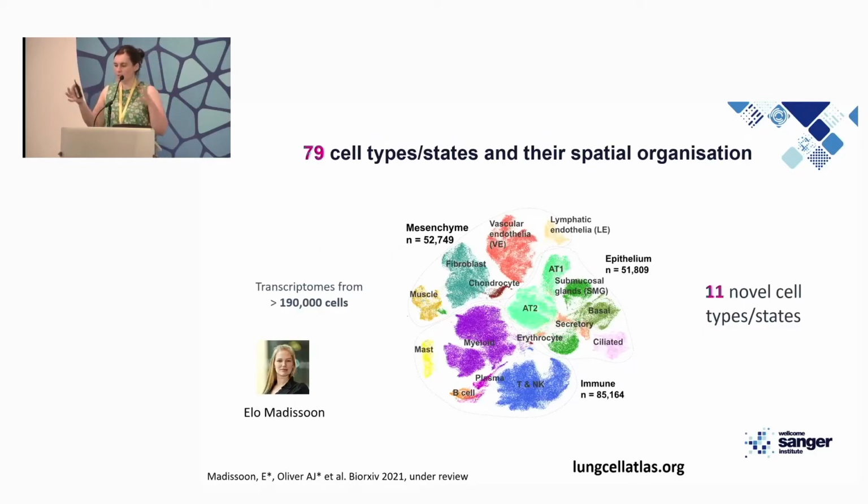And so this is an overview of the suspension cell part of the data, and I really need to acknowledge Elo Matasoon here. She's the co-first author of this work, and she's really been driving the project from the very beginning. In total, we had transcriptomes from almost 200,000 cells and nuclei. We identified 79 different cell types and states, and this includes 11 novel cell types and states that weren't annotated or weren't present at all in previous atlases. And this was really highlighted by Malta and Fabian, that when they mapped this data on top of the core reference, there were cells like chondrocytes and erythrocytes that weren't present at all in any other studies.